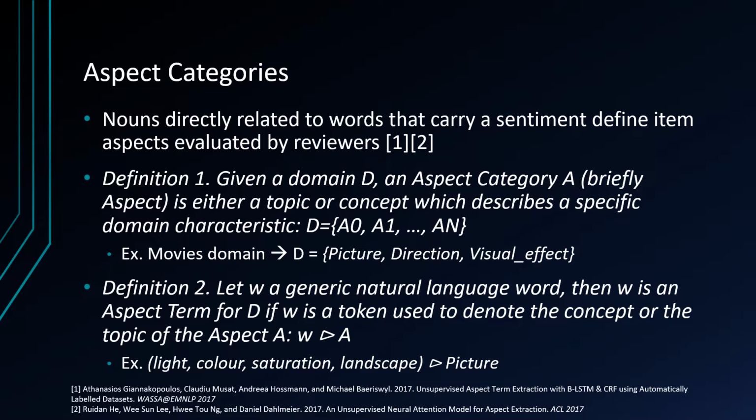On the other hand, considered a natural language word W_U, it is an aspect term for D if W_U is a token that denotes the concept or the topic of the aspect category A. Returning to our example, aspect terms for the aspect category picture can be the words light, color, landscape, and so on.